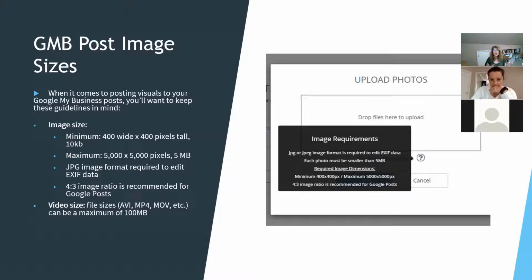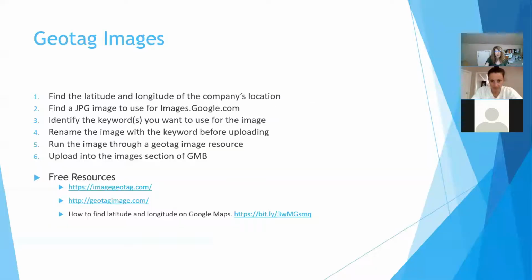If you take a picture with your camera, if you have a really nice camera, the images can go all the way up to 25 megabytes. So you want to make sure that it's resized small enough so that it'll upload into your scheduling software without any problem. All right, so let's talk about geotagging images.